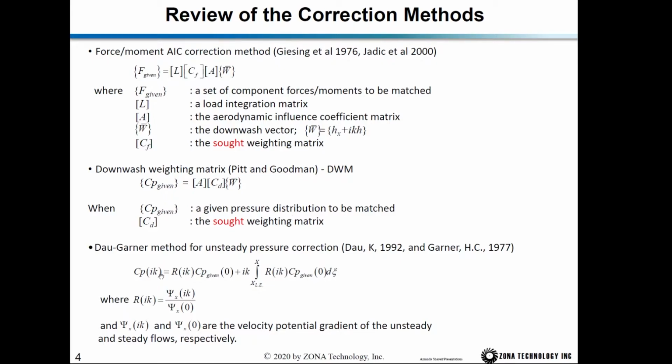calculated based on this equation, where R is a function of the reduced frequency, and psi x is the velocity potential gradient of the unsteady flow, and psi x bar is that of the steady flow. So R times the given Cp at zero frequency, plus Ik times this integral. This integral is the integration of R times Cp given at zero frequency along the chordwise direction.